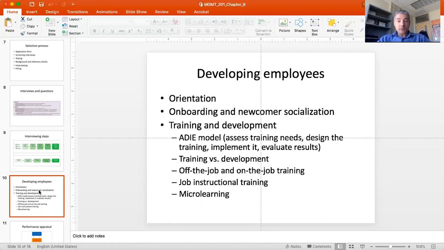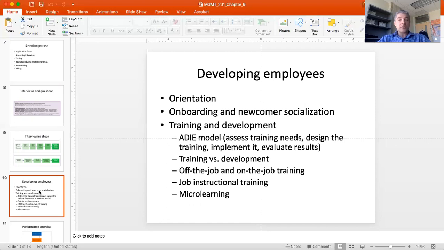It's making the person ready to be employed with the company and be a part of it and understand how different parts of the organization work together. You also do this onboarding and newcomer socialization. Onboarding introduces the person to future colleagues, to how things are done at the organization.